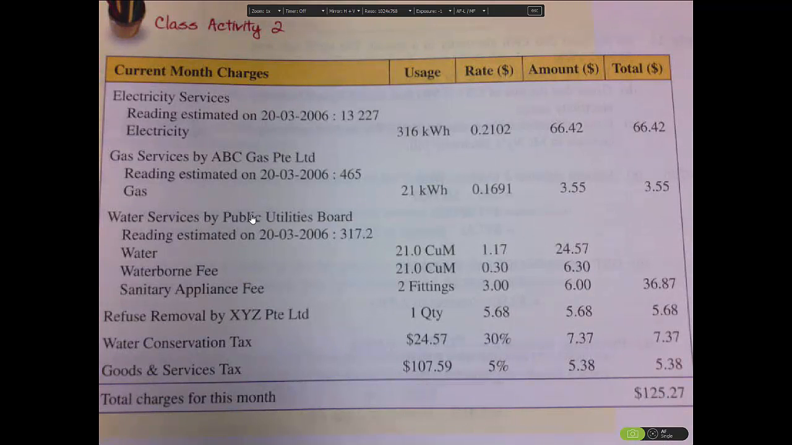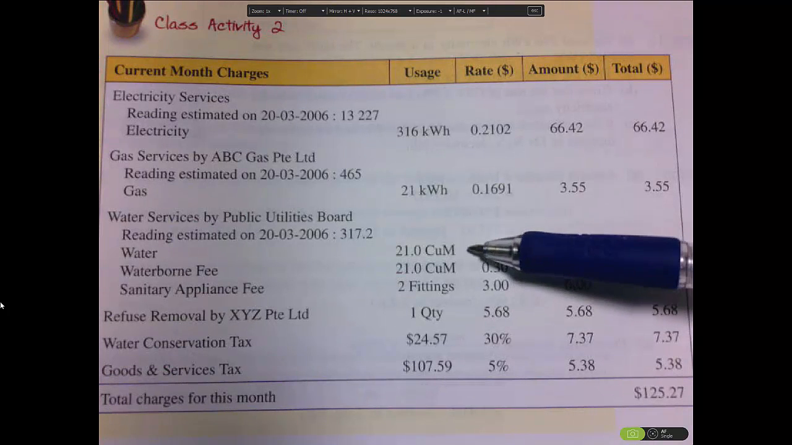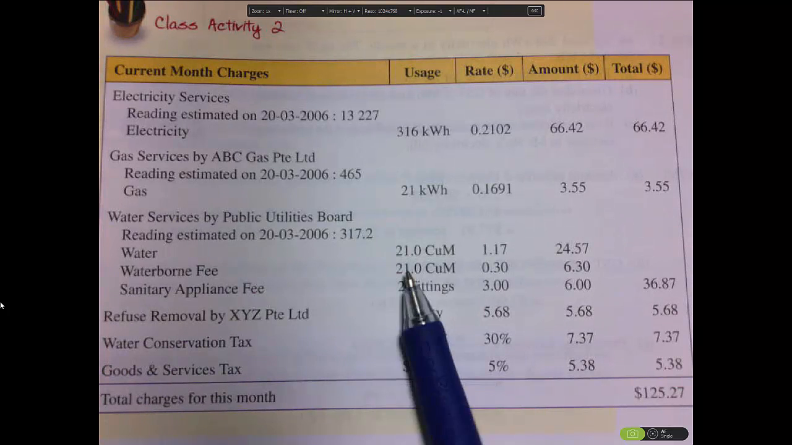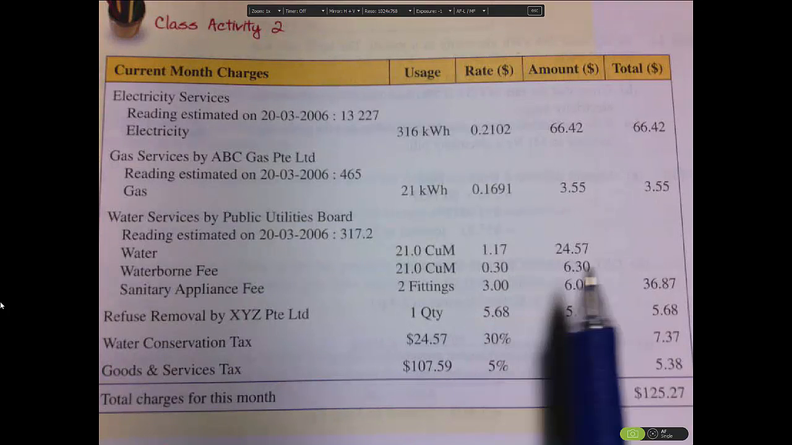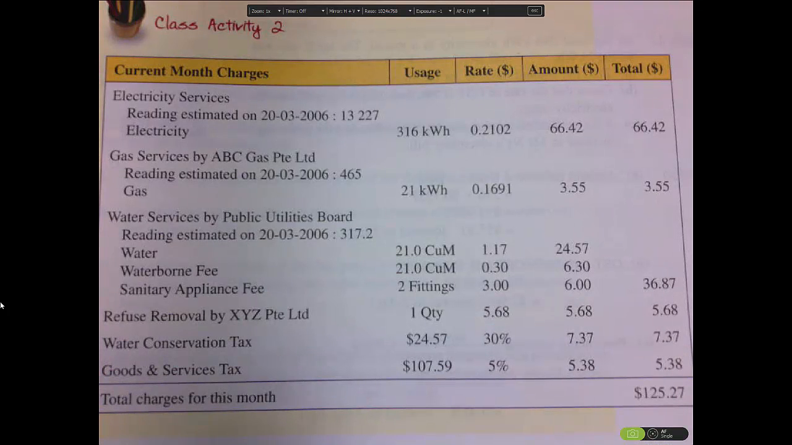Now let's talk about water. As you know, water is a precious resource in Singapore, so the unit of measurement for water is cubic meters, as you can see here. So 21 units, or 21 cubic meters of water, times the rate 1.17 is 24.57.